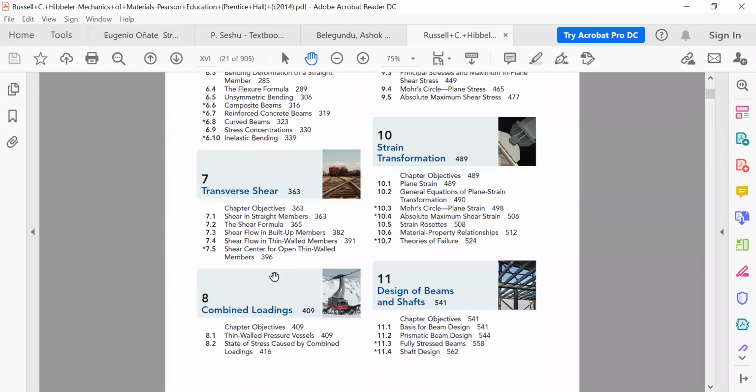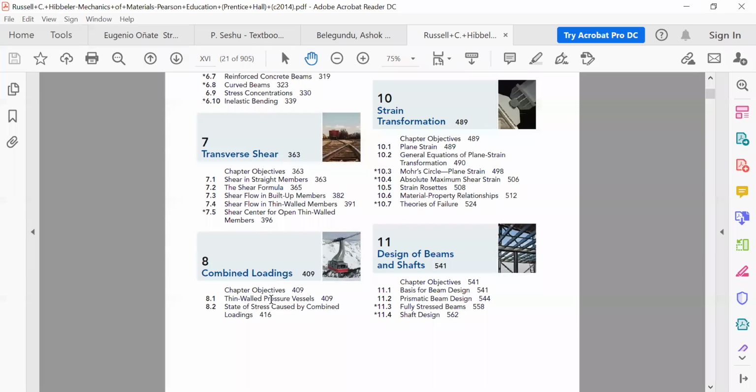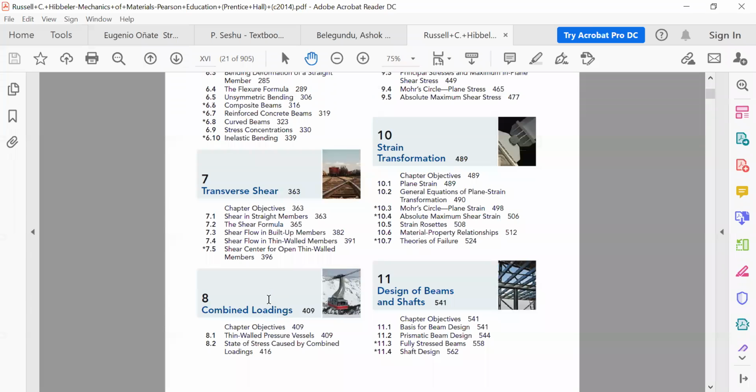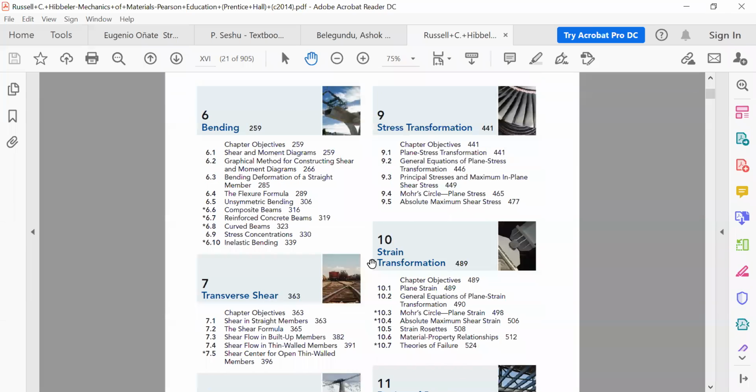And then chapter number 8 talks about combined loadings. I think chapter number 8 is not part of your syllabus, so we will not be studying it. It's part of Mechanics of Materials 2.